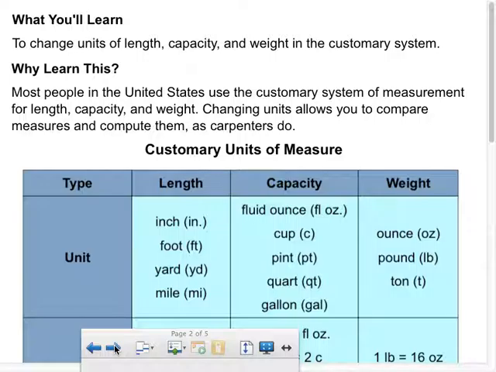Okay, so customary units of measure. Here are the categories. They represent length, capacity, and weight. Can somebody give me an example of a device you would use to measure length? Trinity. A ruler. Another example? A yardstick? How about a tape measure? Okay. Have you guys used any of those things? You should have.